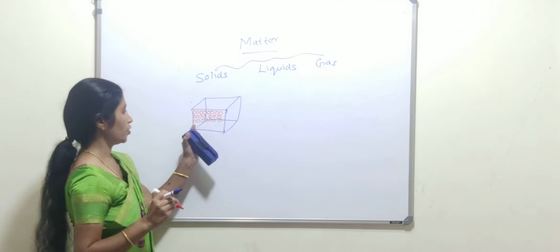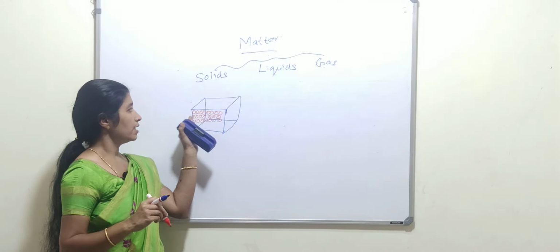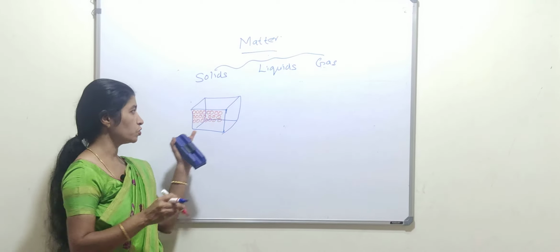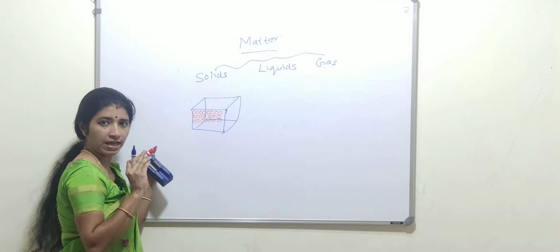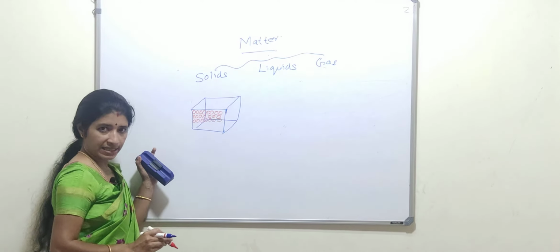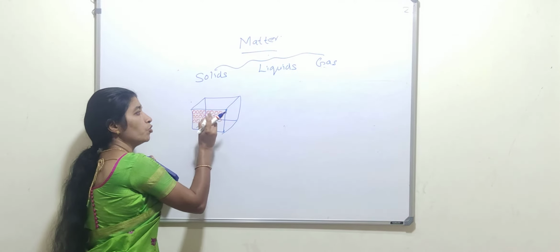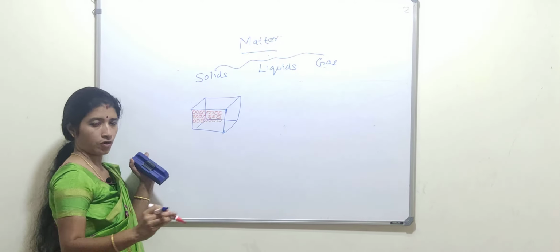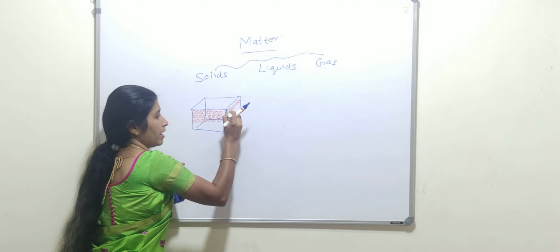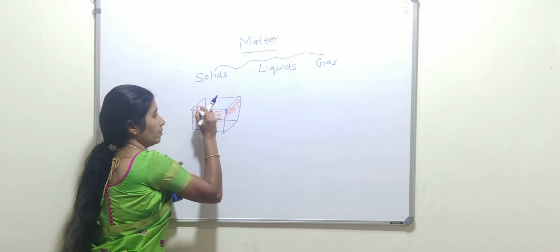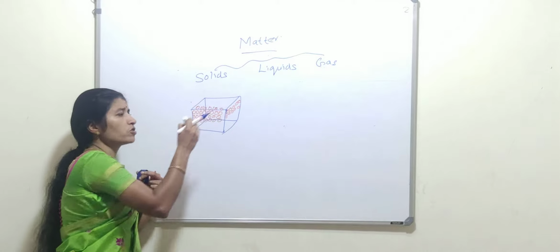Okay, these are the molecules. These molecules are, as I said, the separation between the molecules is very less. As you can see in the figure, the intermolecular space available to them is very less. They are so tightly packed that they cannot move freely anywhere. Everywhere it contains molecules, so they cannot move freely because they are closely packed.